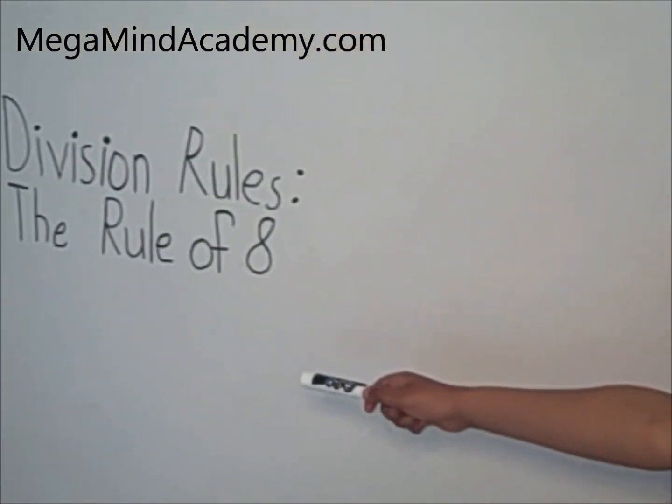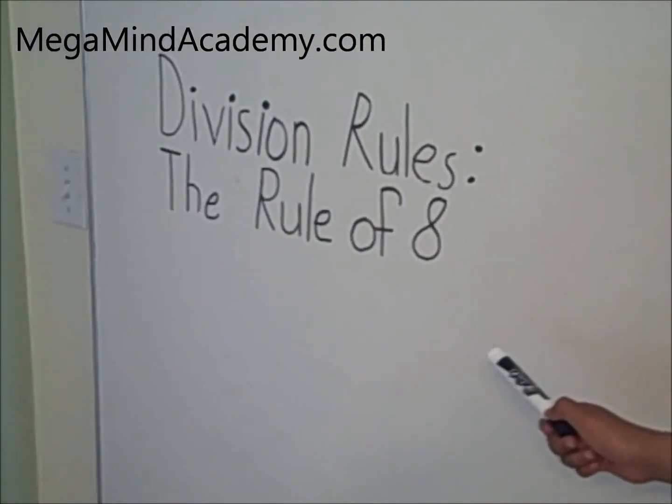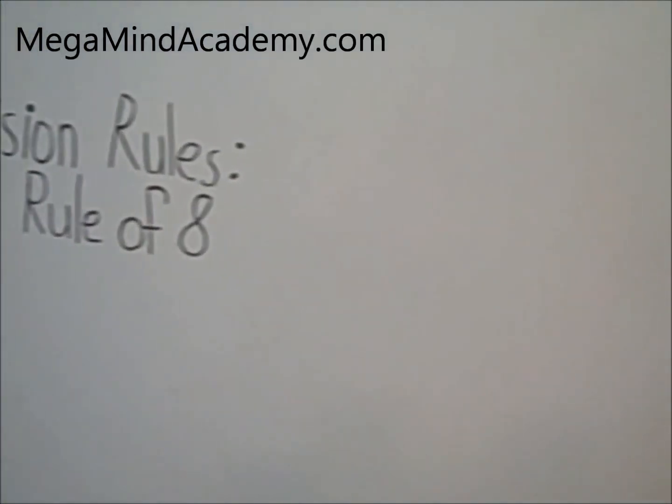Going to learn about division rules, the rule of 8. In order for a number to be divisible by 8, the last three digits have to be divisible by 8. Let's look at an example.